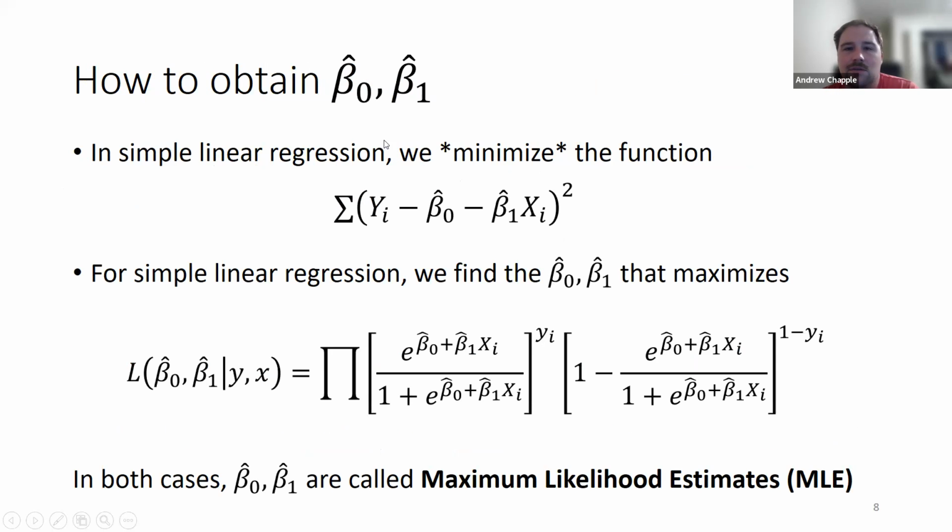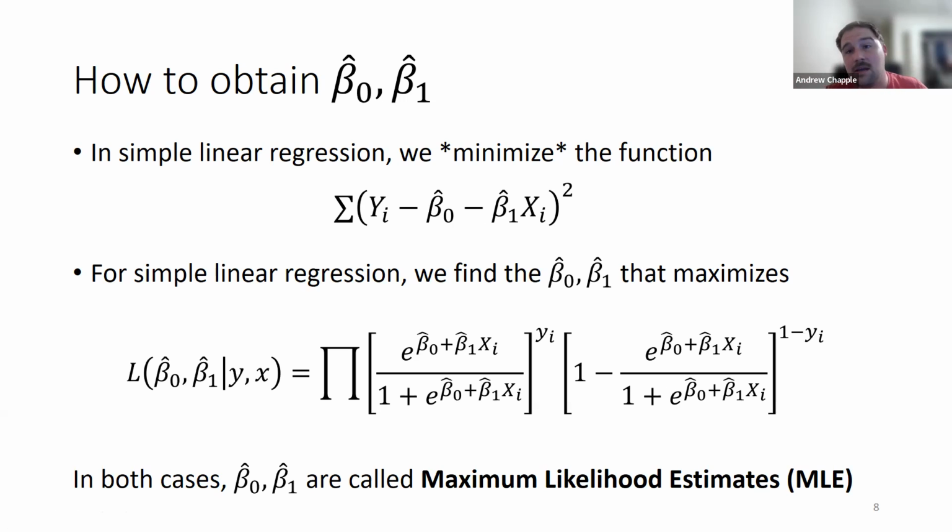In linear regression, we have to minimize this function: we find the beta 0 hat and beta 1 hat that minimize it. In simple logistic regression, we find the beta 0 hat and beta 1 hat that maximize this equation here. This is a product from i equals 1 to n, so it's a product over every individual, where yi is 1 or yi is 0. I give you a beta 0 and beta 1, and you compute this formula for every individual, get a number, and multiply them all together.